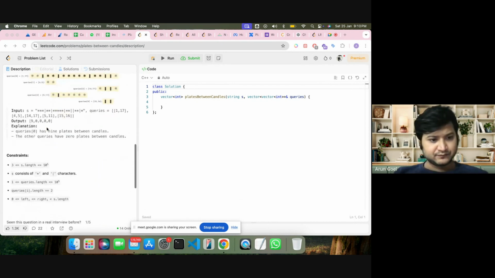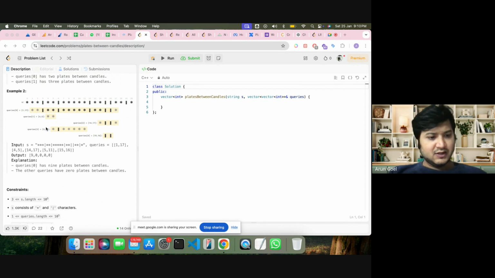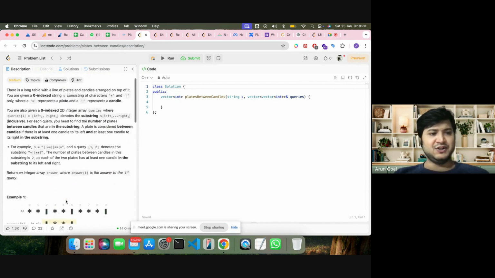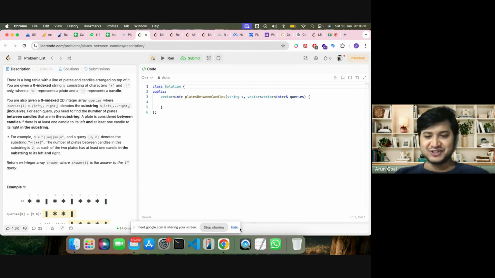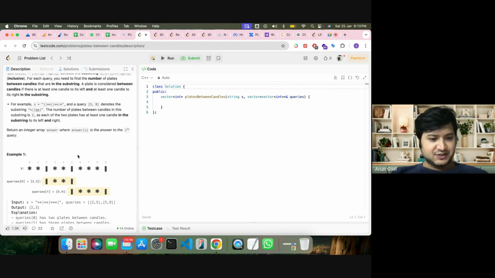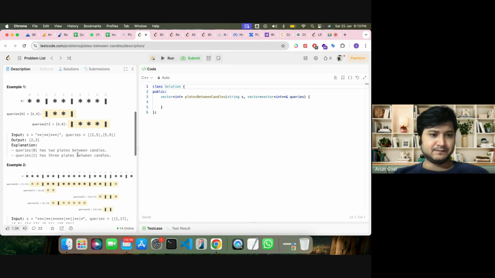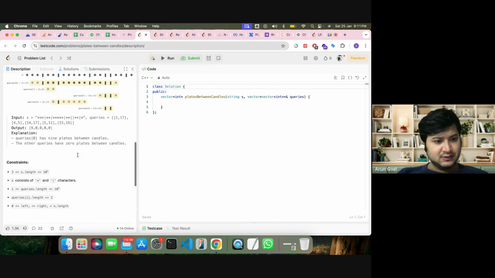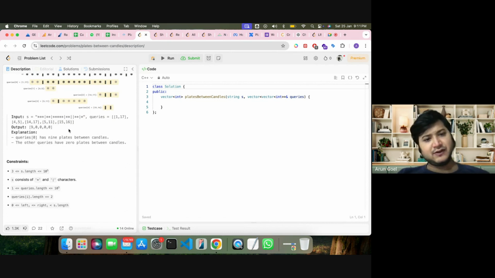Okay. So if you see, we are given 10 to the power 5. So at max, n log n can work, n square cannot work. So whosoever got that brute force approach in the head, that is not valid. How many queries are there though? Queries is also 10 to the power of 5.